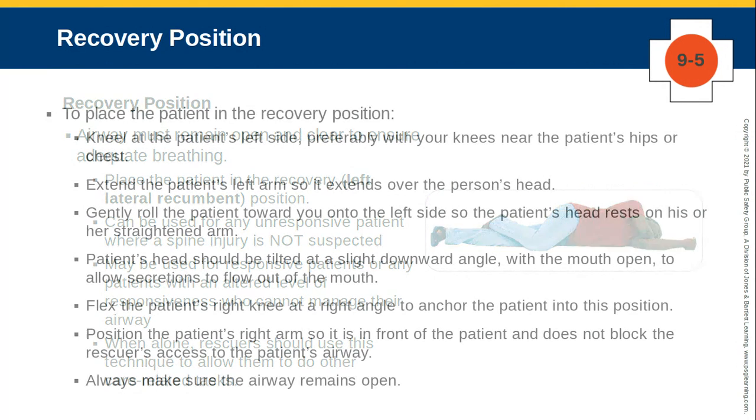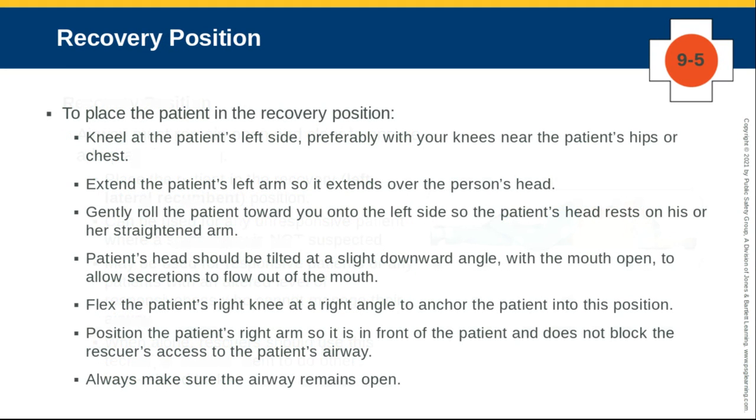What we want to do in this case is go ahead and extend the patient's arm over their head. That will support the head and keep it up off of the ground. Roll the patient onto their left side so that their head is resting on that arm, and then tilt it at a downward angle. You can't turn gravity off, so any vomit or secretions are going to drain from the mouth and keep the airway open. Flex their knee at a right angle, and that kind of becomes a kickstand to keep them in that position. And then the right arm is going to be in front of the patient in such a way that you can still keep an eye on that airway.